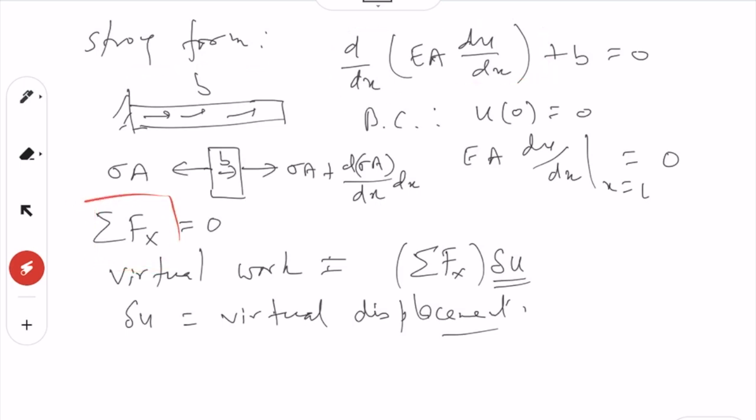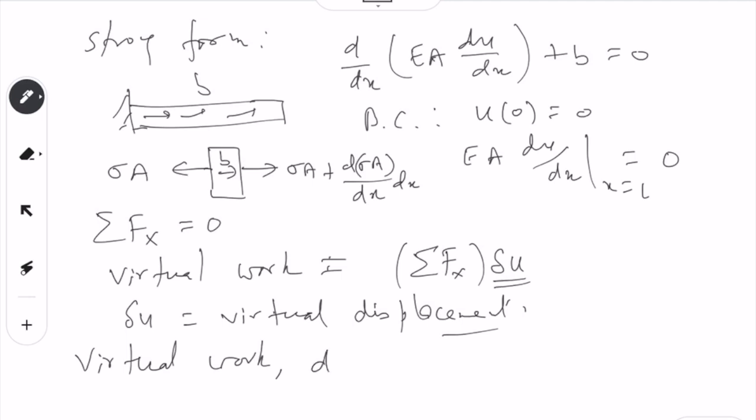So, a strong form, this part is nothing but summation of Fx, and this is at every point. So that really means we can say virtual work, or we can say dW is equal to, in this case simply, d over dx of EA du over dx plus b, and we are multiplying with del u like this.